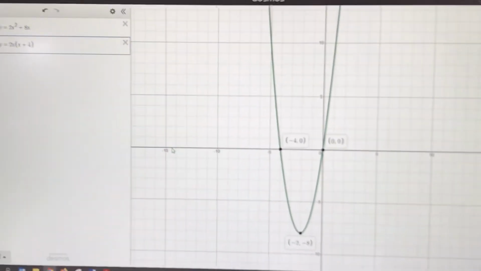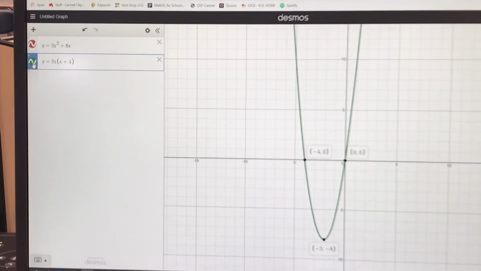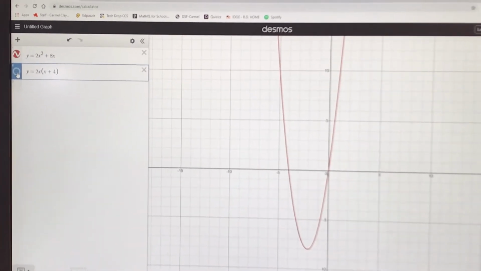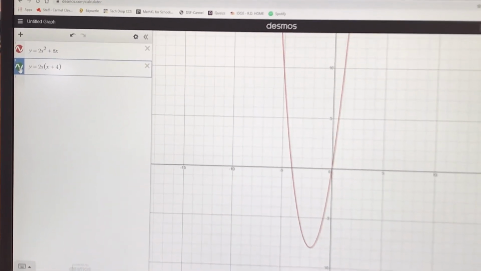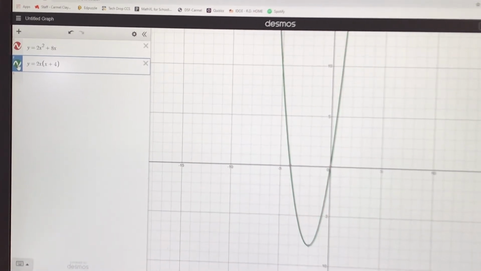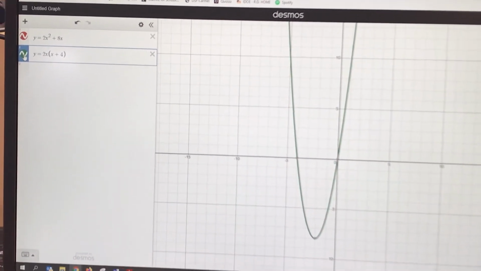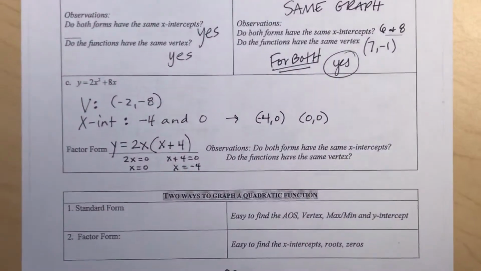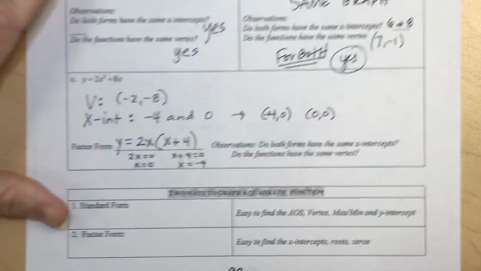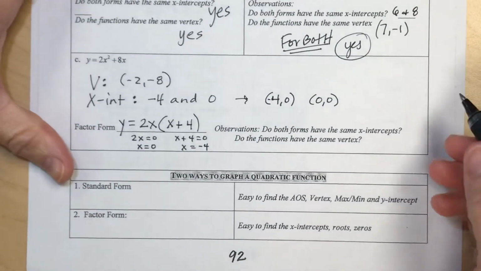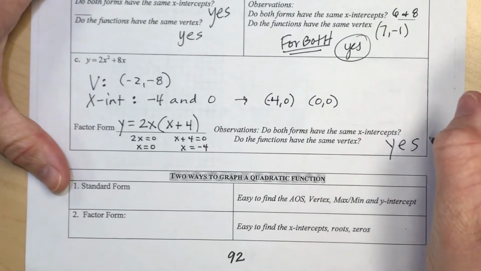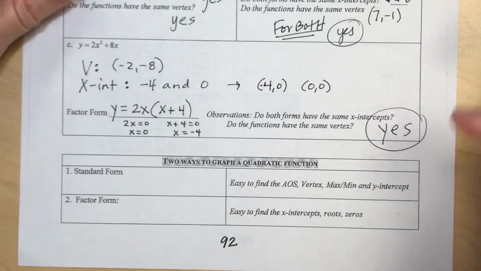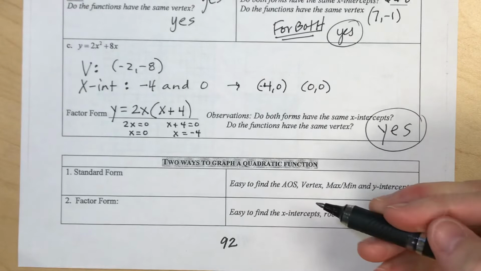In fact, I have them both graphed at the same time, and if I click my green graph off, I get the red graph that I had originally. And notice how that is exactly the same line. Okay, so factored form or standard form, no matter the form of your quadratic, you will have exactly the same graph. I just want to narrow in on, well, why the heck are there two forms?